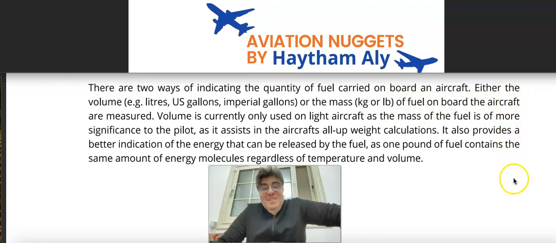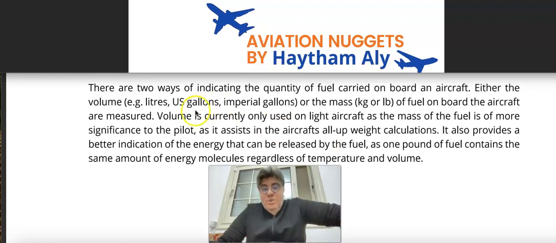Pilots will need fuel mass more than fuel volume, and it is better to have the fuel indicated in kilogram or mass than in volume. Why? Because fuel mass will not be altered by temperature, but the volume may be impacted by temperature. The fuel volume may increase if the temperature increases, or decrease if the temperature decreases. But if we measure the fuel in kilogram or mass, it will not be altered by fuel temperature.